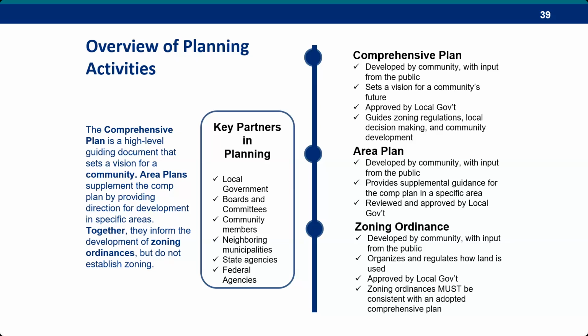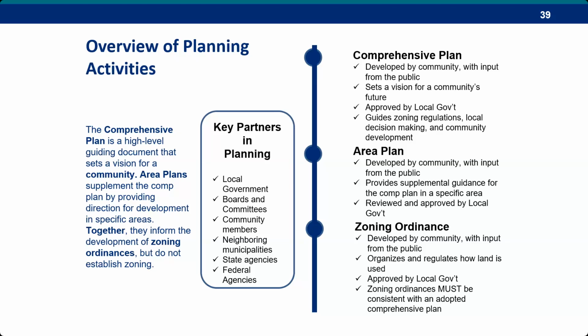Zoning ordinances are one of the primary land use planning tools used by local governments to implement an adopted comprehensive plan or area plan. They are developed through a robust public engagement process with the goal of determining how land is used and where development might occur. There are many different types of zoning, such as Euclidean zoning, which divides development by use, and form-based zoning, which focuses more on how buildings look and function. It is important to note that all zoning ordinances must be consistent with an adopted comprehensive plan.